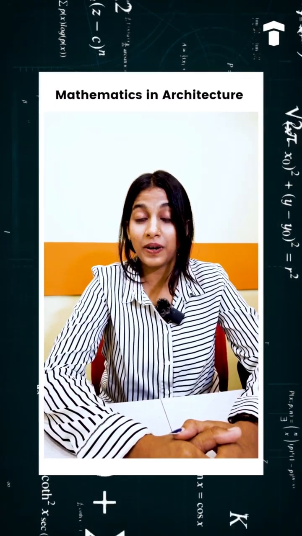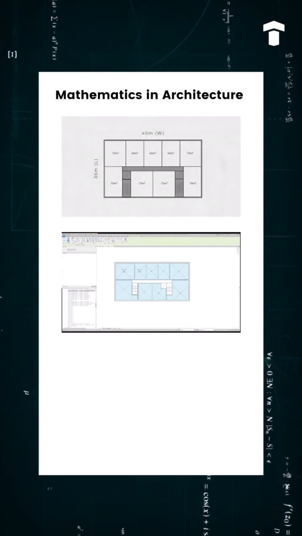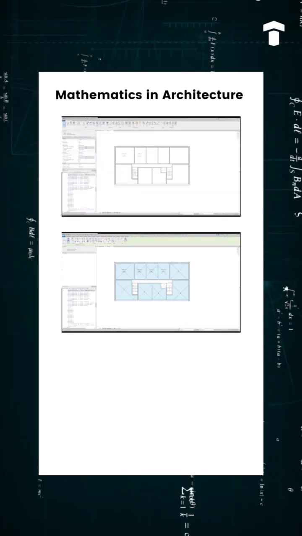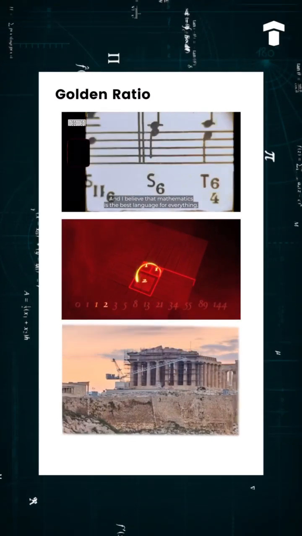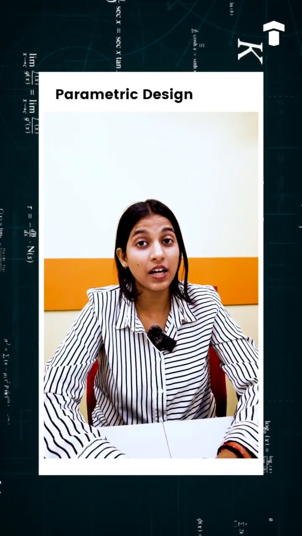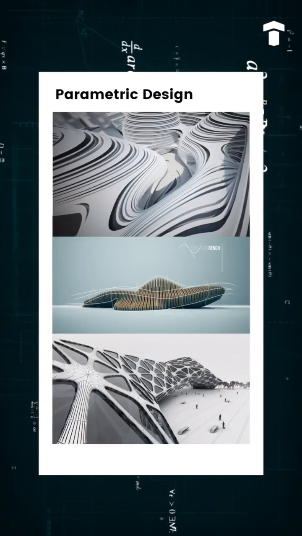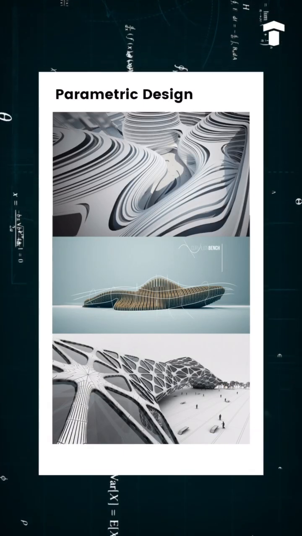Explore the blending of mathematics and architecture, where mathematical principles shape innovative architectural designs. Since ancient times, the golden ratio has been used in architecture for beauty and function in iconic structures like the Parthenon. Architects use advanced algorithms to generate variations, optimizing designs for energy efficiency and spatial quality.